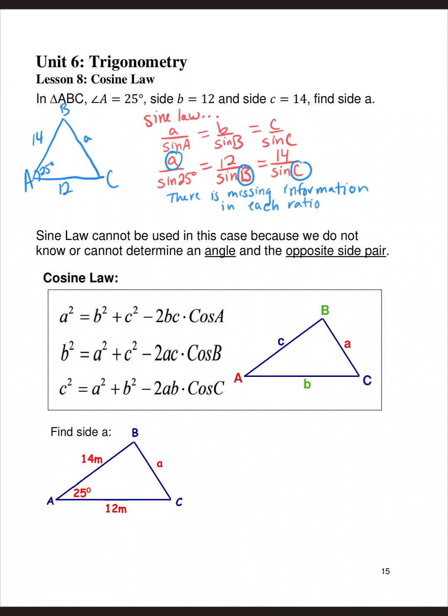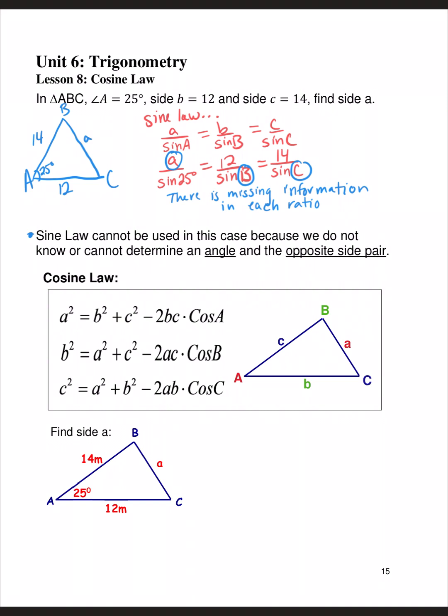So this goes to the point here. Okay, sine law cannot be used in this case because we do not know or cannot determine an angle and the opposite side pair, right? We don't have enough information, so we can't use the sine law. So this is where we're going to introduce the idea of cosine law.